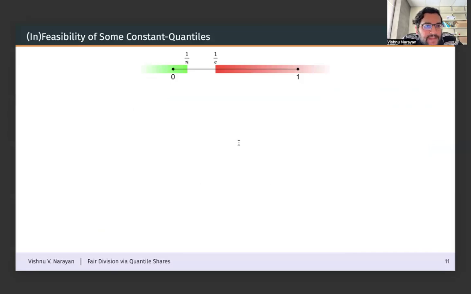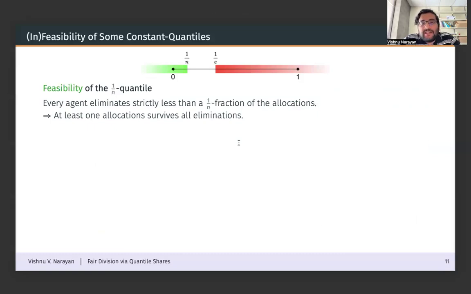So let's quickly look at the feasibility or infeasibility of some simple constant quantiles. The feasibility of the 1 over n quantile we've already seen. It's very simple. Every agent eliminates strictly less than a 1 over n fraction, so at least one allocation survives all eliminations.